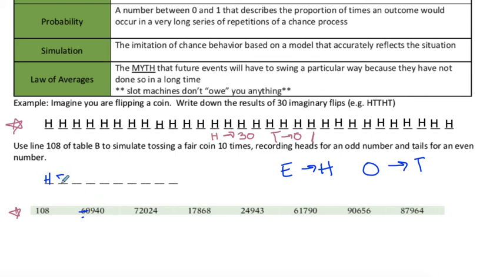9, we're going to say tails. 4, we're going to get heads. 0, we're going to skip. 7, we're going to get tails. 2, we're going to get heads. 0, we're going to skip. 2, we'd get heads. 4, we'd get heads. 1, we'd get tails. 7, we'd get tails. And the 8, we would get heads. So if I got 0, I skipped it. Most people consider that to be an even number, but sometimes it's just the absence of value.